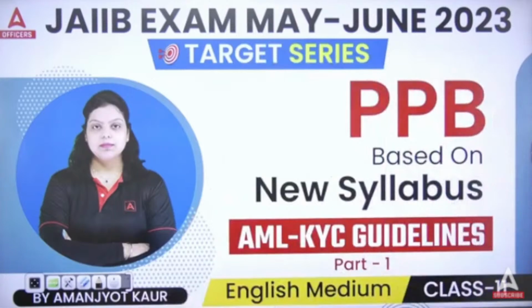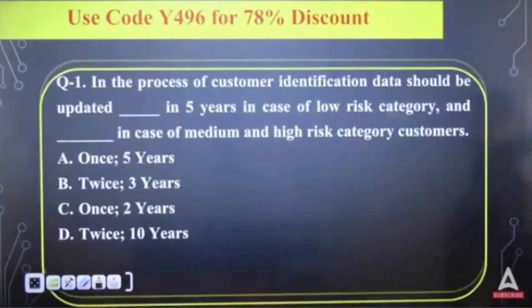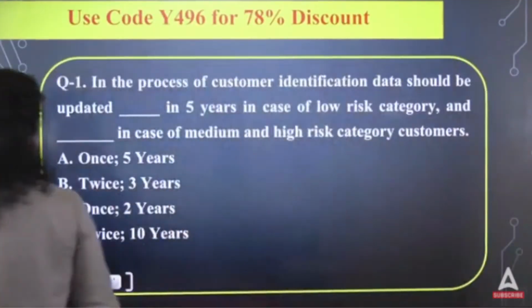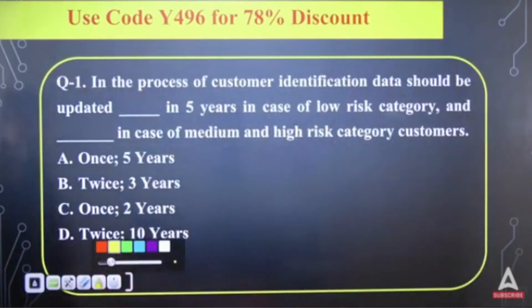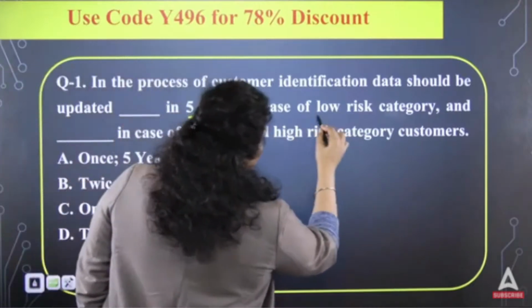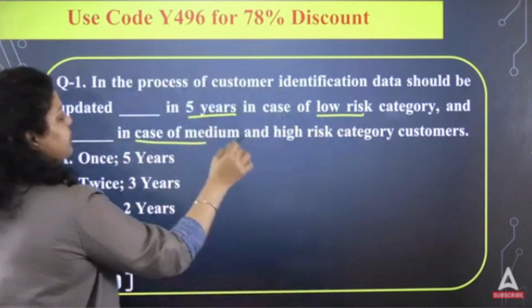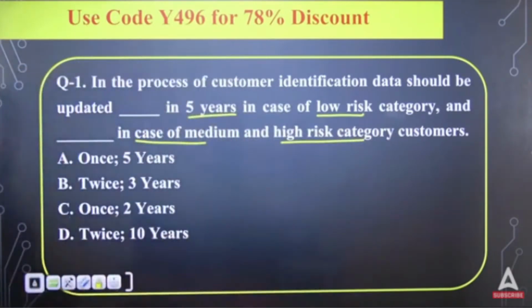So this is part 1 of AML KYC guidelines questions. The first question in front of you is asking about the process of customer identification. In the process of customer identification, data should be updated dash in 5 years in case of low risk category and dash in case of medium and high risk category customers. Which of the following is correct?